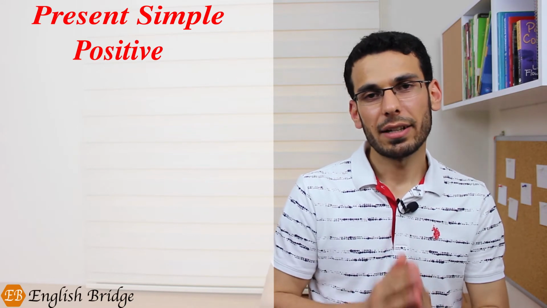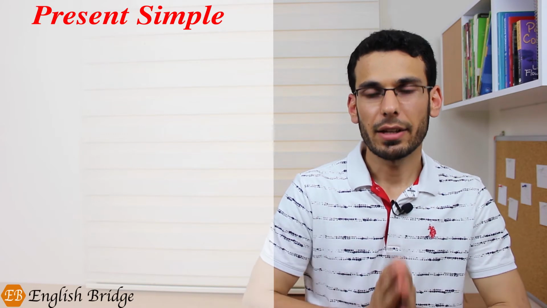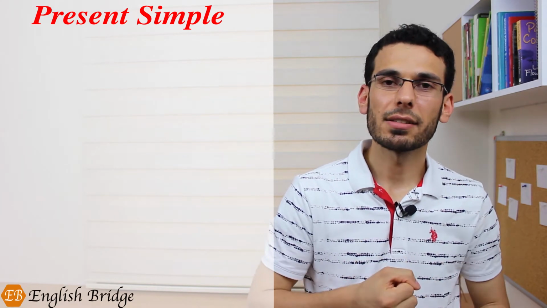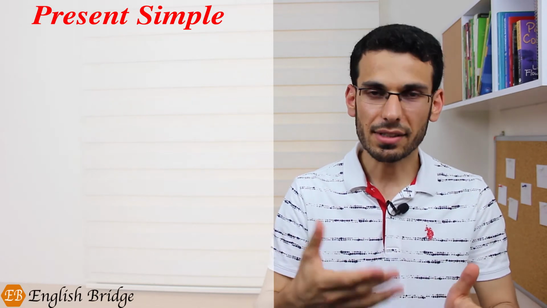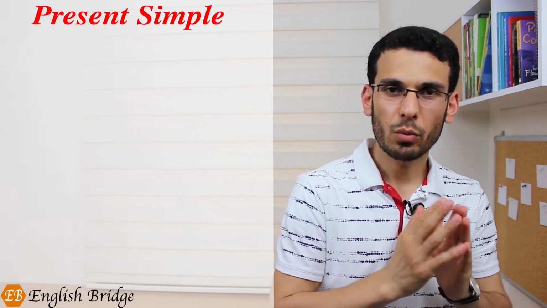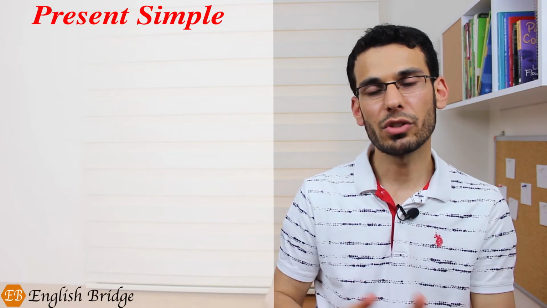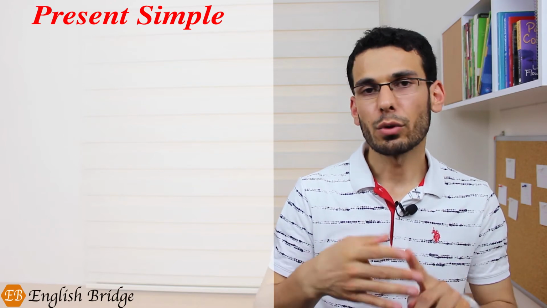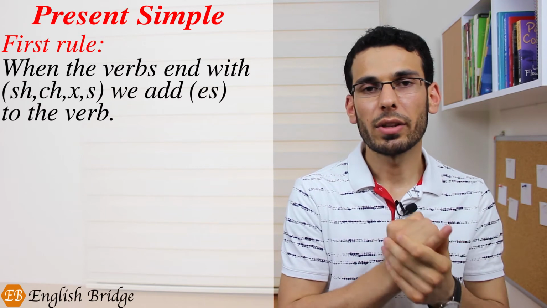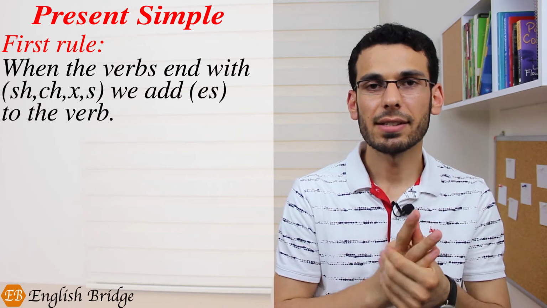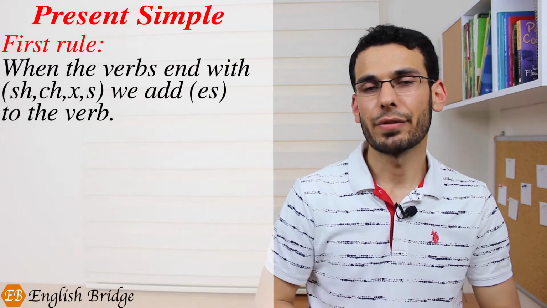Now, there is a question here. Do we always add just s to the verb when it comes after he, she, it? The answer is no. Sometimes we use s, sometimes we use es, sometimes ies, and sometimes we change the verb because it's an irregular verb. Now, when do we use s, when do we use es, when do we use ies, and when do we change the verb? We have 4 rules. Rule number 1 is with words or verbs that finish or end with sh, ch, x, s. If you have a verb finishing with one of these letters, we add es to the verb.